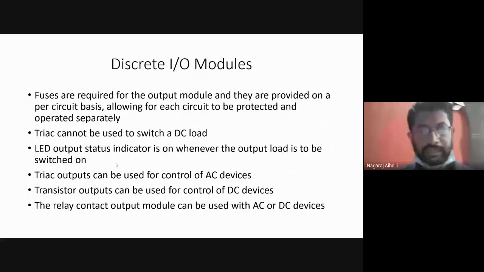Similarly, relay can be used for both AC and DC devices because it can be switched between many contacts. So relay can be used for both AC load devices and DC load devices. Triac can be used only for AC load devices. Transistor can be used only for DC load devices, whereas the relay contact or the relay switches can be used both for AC as well as DC load devices.